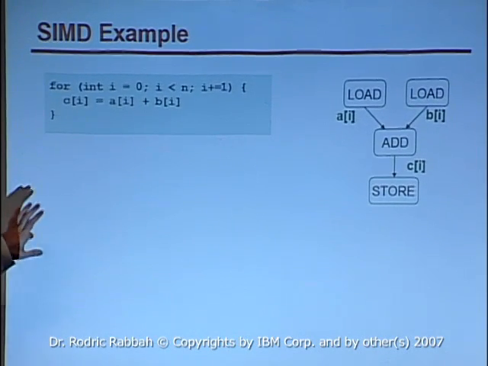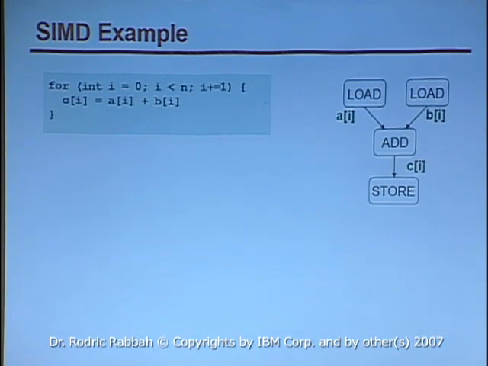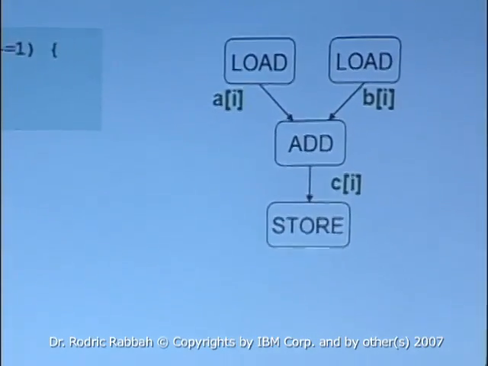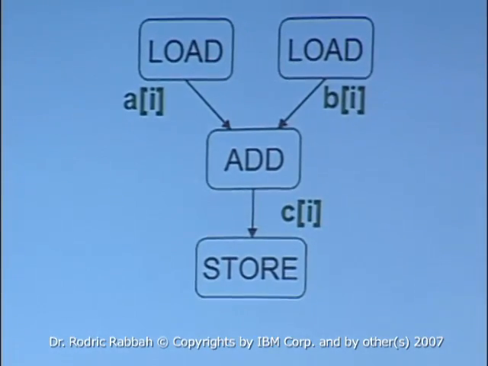Same code, I've just shown a data dependence graph. I've omitted things like the loads and the increment of the loop and the branch, just focusing on the main computation. So I have 2 loads, one brings A sub I, the other brings B sub I. I do the add, and I get C sub I, and then I can store that. So that might be a generic opcode sequence that you have.